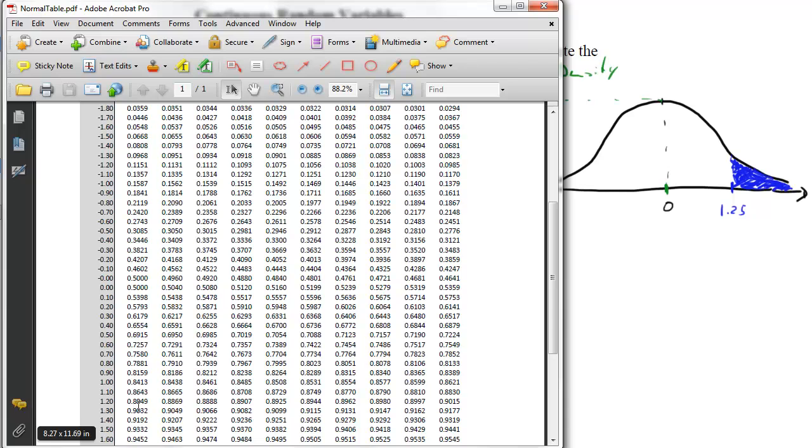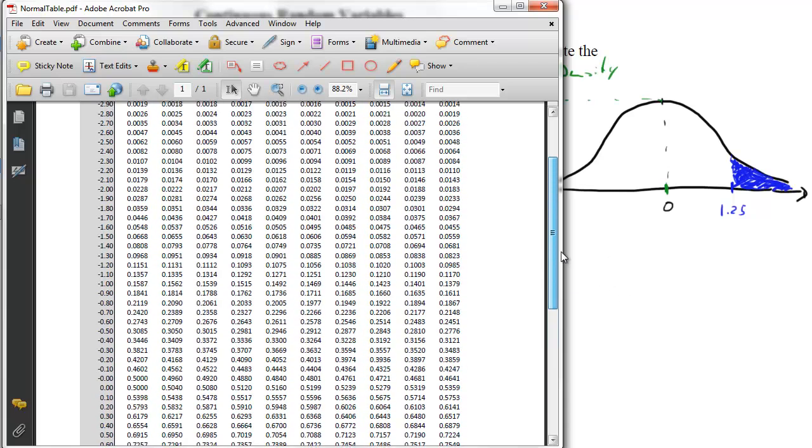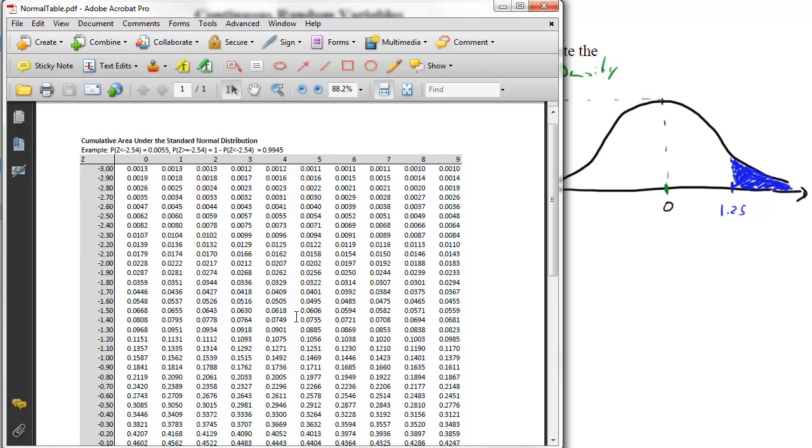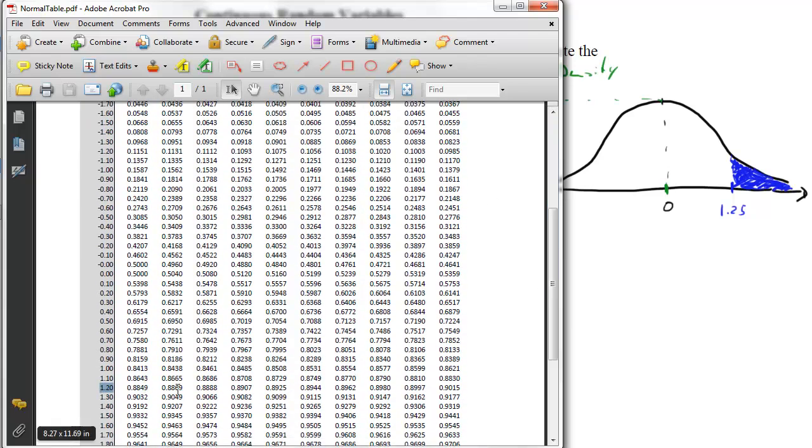So what we need to do is we need to identify 1.25. So 1.2 is here, and 5 is the sixth column, because we're starting with 0. So we need to see 1, 2, 3, 4, 5, 6. We get a value of 0.8944 that's associated with 1.25.